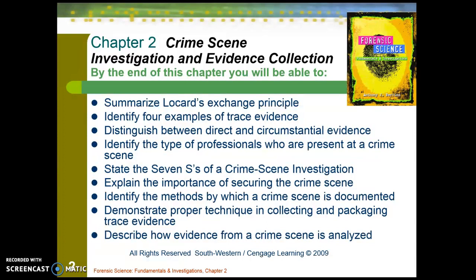As you can see, there's a lot of things that we're going to be able to do before the end of this chapter. We will do a big lab activity where we will actually solve a mock crime, and we'll go through the process of gathering evidence, following Locard's exchange principle, and really putting into practice some of those things.